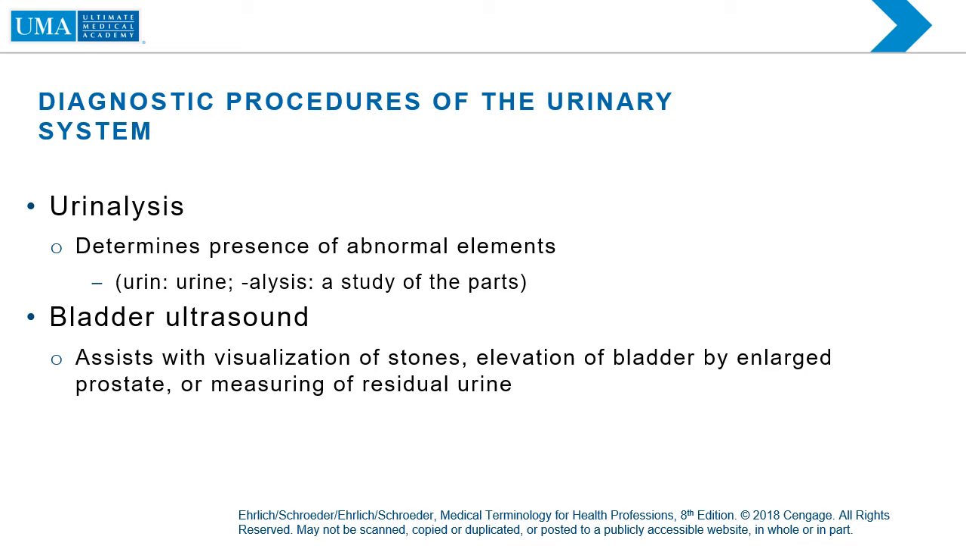Next, we have a bladder ultrasound, and this is the use of a handheld ultrasound device, and it looks for stones or elevation of the bladder, which is caused by that enlarged prostate, and then it begins to measure that residual amount of urine that remains in the bladder after urination. If the bladder is described as being distended, this means that it's holding more than the 400 milliliters of urine that it's capable of holding.